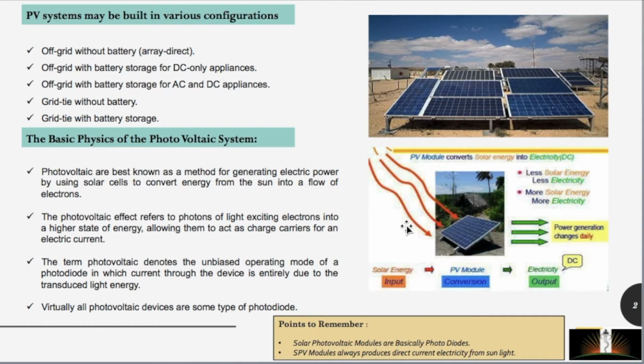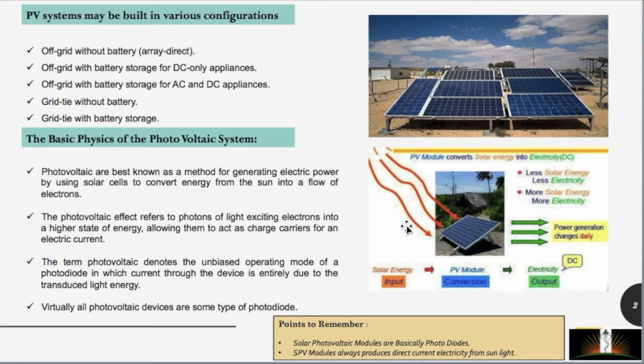Next is the grid tied with battery storage. What we are doing is using the same setup as the off grid system, but here we are connecting it with the grid. In case of grid tied without battery, whenever the grid fails or there is load shedding, our system would be shut down. But in case of grid tied with battery storage, whenever there is an outage in the grid or load shedding, the battery will come into play and supply the source voltage to the inverter, and the inverter will give the generation. This type of system is called a hybrid system.